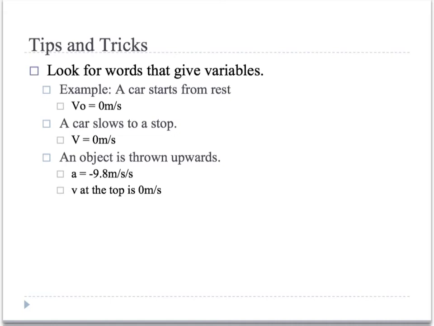In the same way, if something goes up and then falls down, right at the top of that, it will have a velocity of 0 meters per second, and that can be useful. We'll see more on this third example in later chapters.